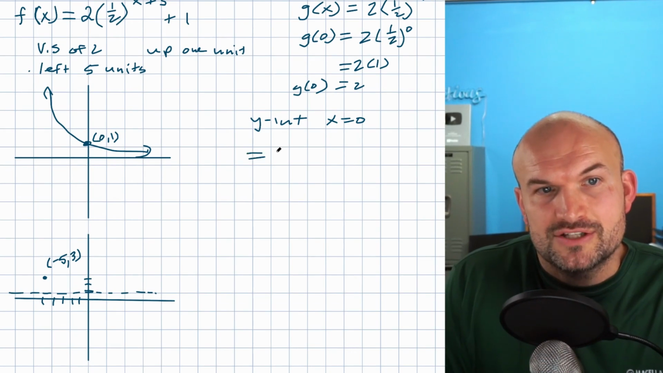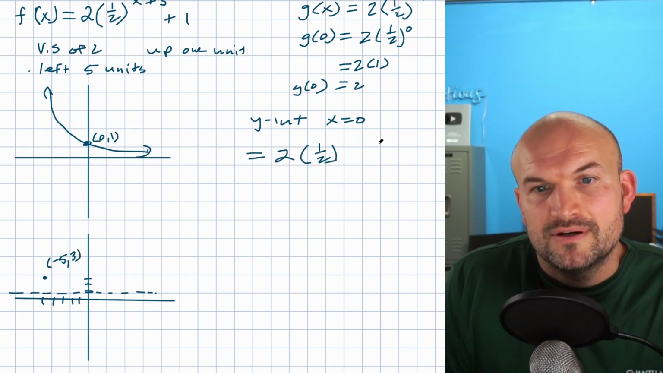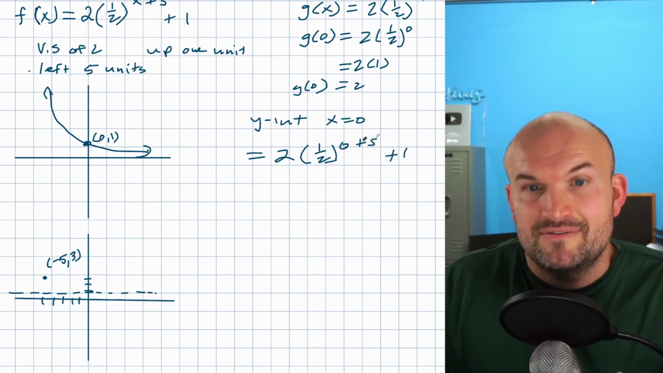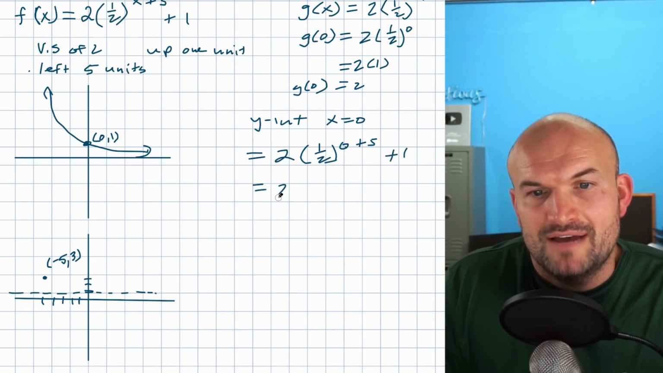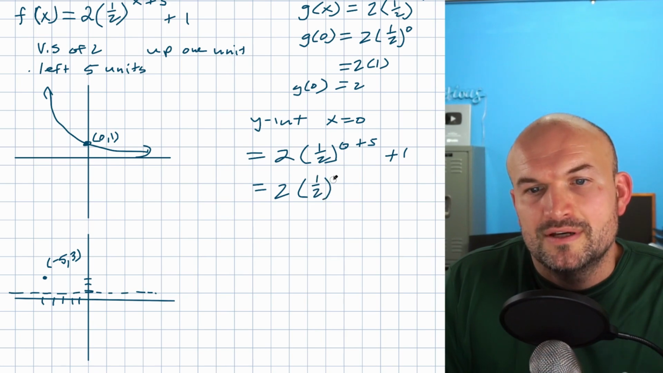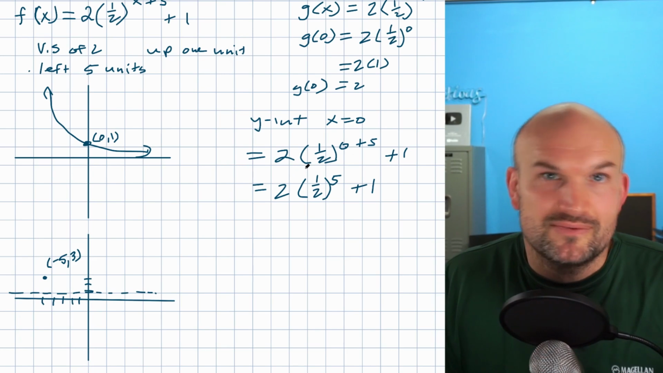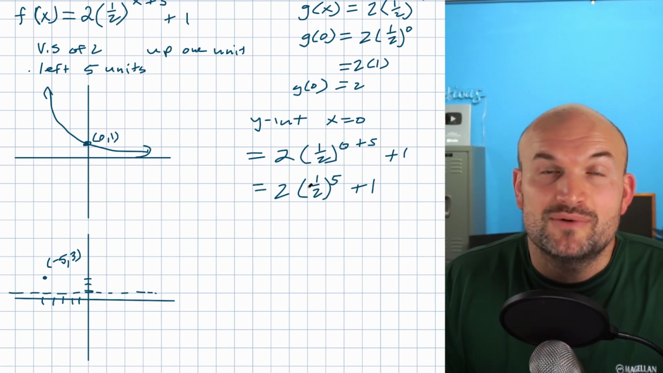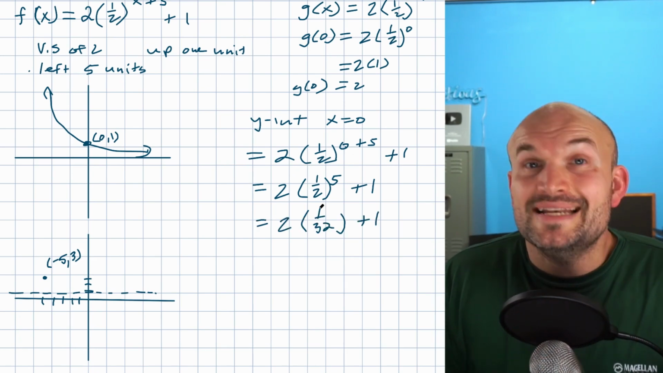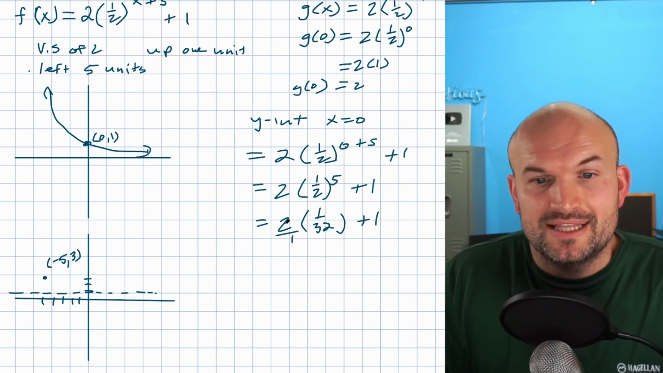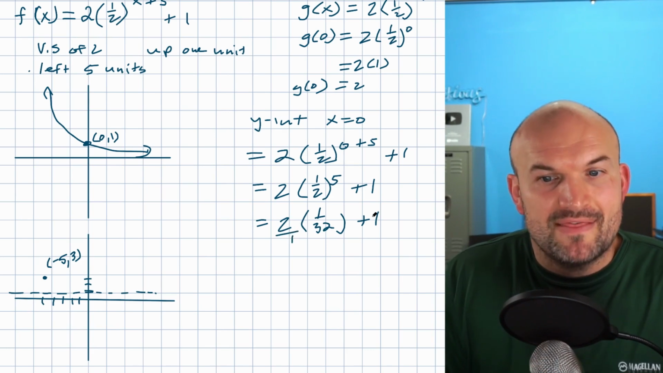So what I'll have here is 2 times (1/2) raised to the 0 plus 5, plus 1. 0 plus 5 is just going to be a 5. So therefore I have 2 times (1/2) to the 5th power plus 1. Now (1/2) to the 5th power is going to be 1 to the 5th, which is 1, and then 2 to the 5th, which is going to be 32. And now what I'm simply going to do is multiply this 2 over 1 times 1 over 32 and then add it to 1.